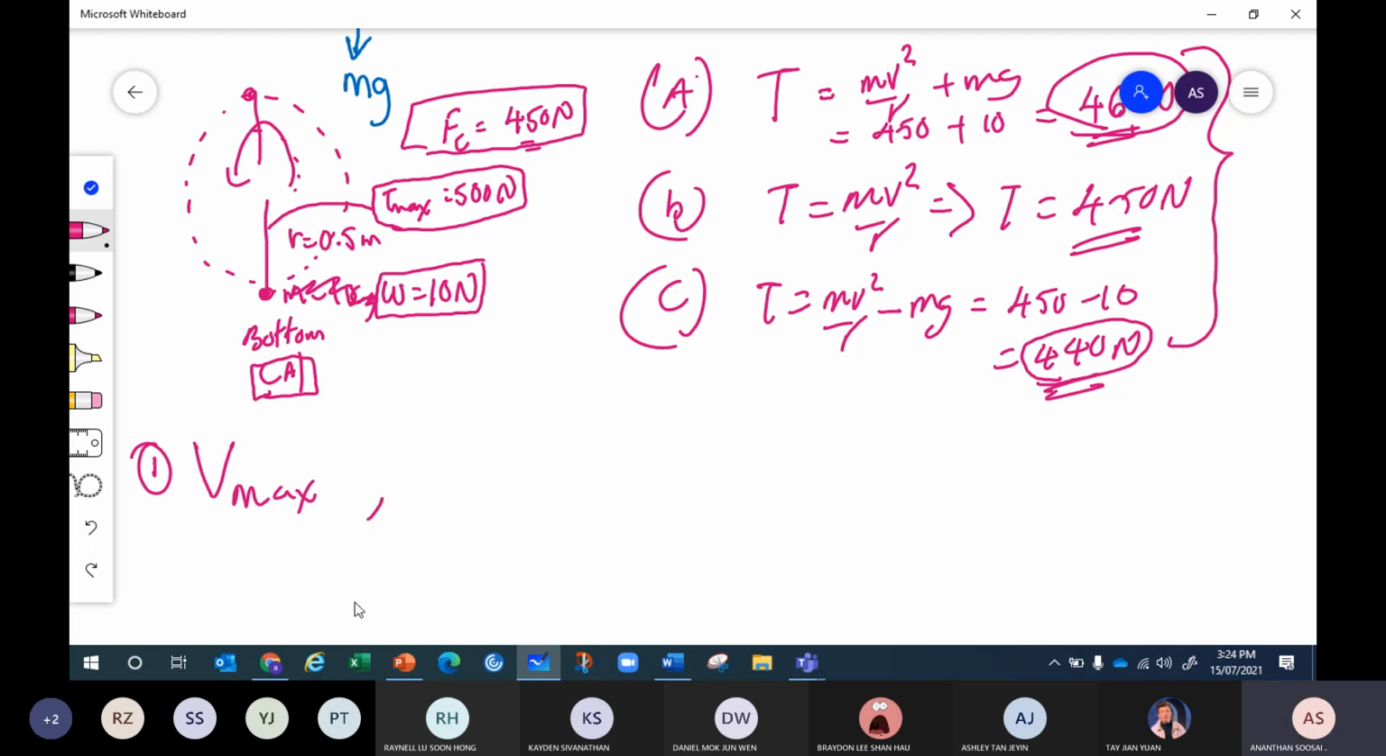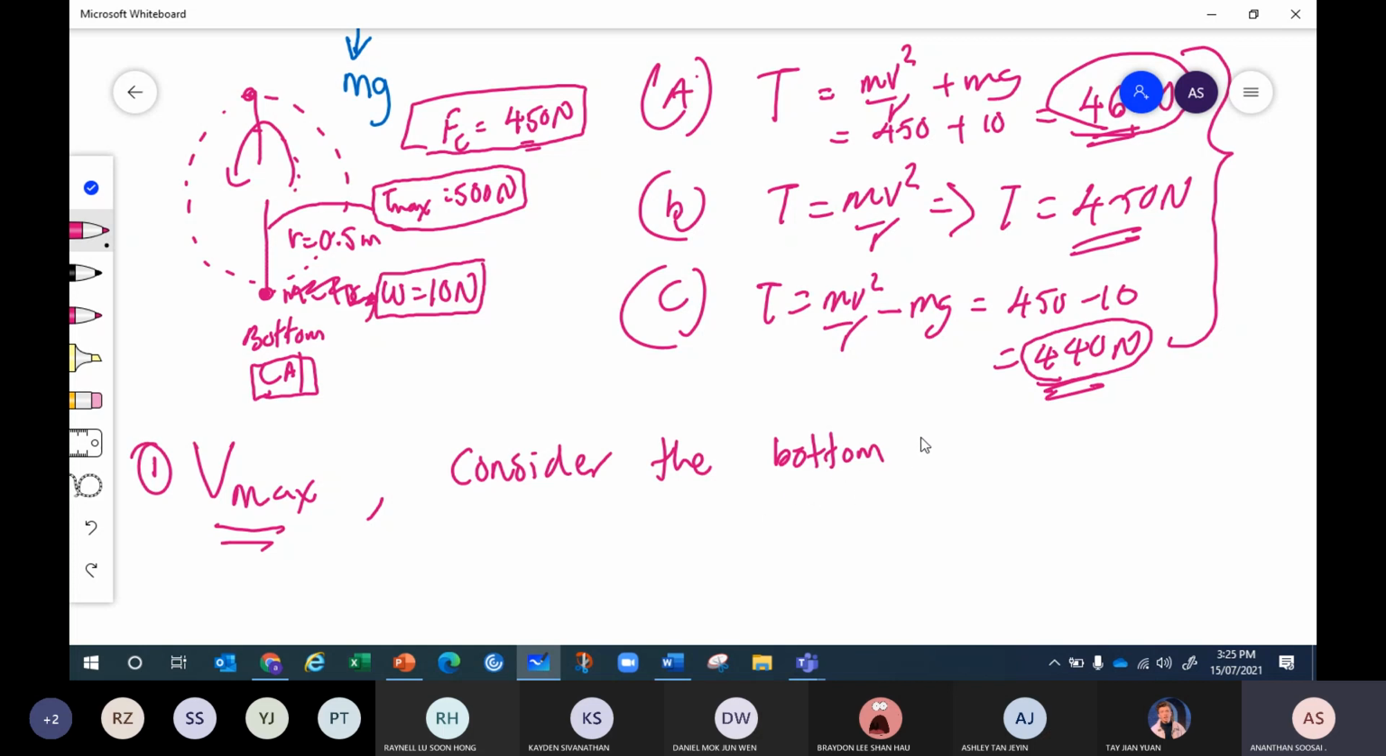So now, can you help him? What is the Vmax for the above system? First, we must discover which point to consider, top or bottom. Which point is the critical point to measure the Vmax? Where is it most likely to break? It is most likely to break at the bottom. So to find the Vmax, consider the bottom point. That's the most critical point.